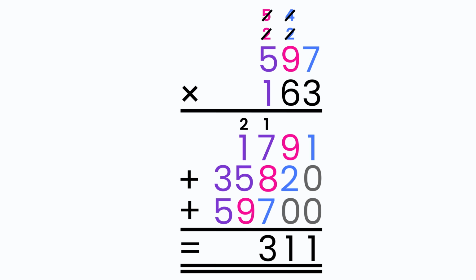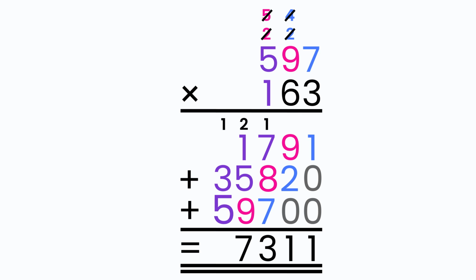1 plus 5 is 6. 6 plus 9 is 15. 15 plus the 2 you carried equals 17. Put 7 under the line and carry the 1.